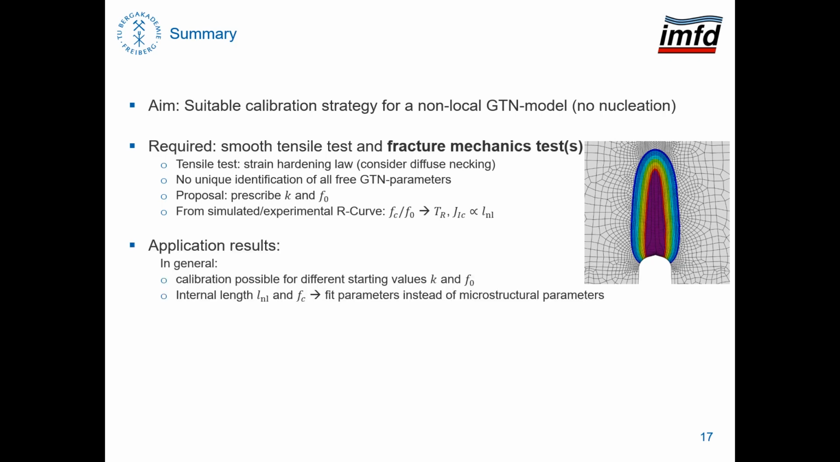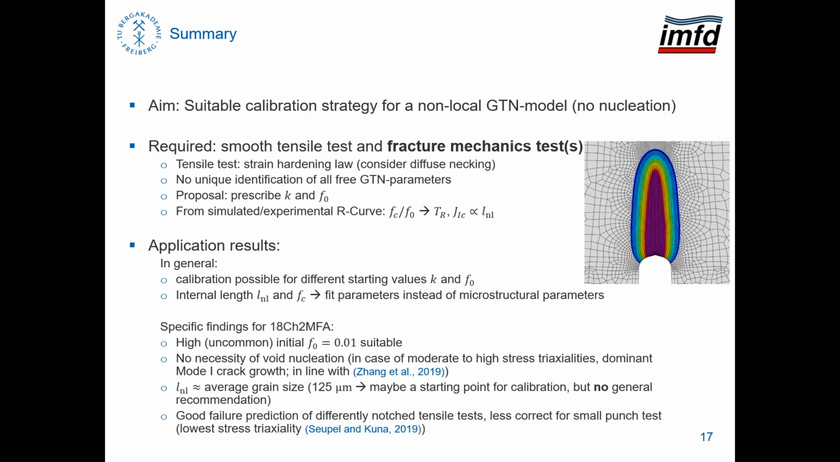From the application, the following conclusions can be drawn. In general, a calibration seems to be possible for different but slightly varying sets of starting values for K and F0. A direct consequence of the proposed calibration strategy is the interpretation of the internal length and the void volume fraction at coalescence as fit parameters instead of fixed microstructural ones.